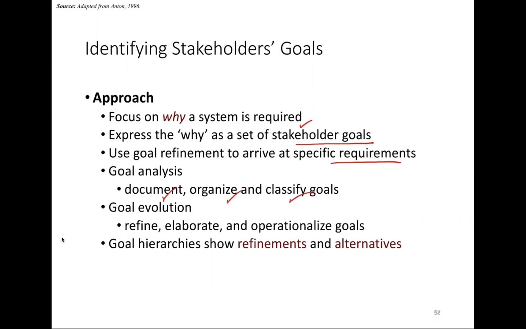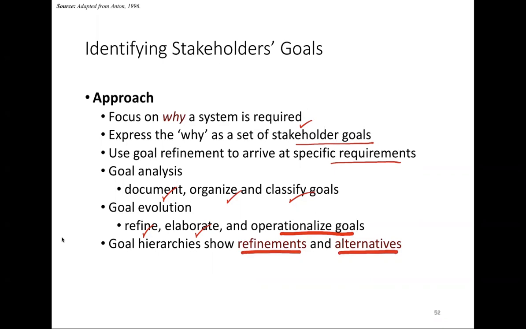And then later on, if the goals are evolving, we need to refine and elaborate those goals, and of course, we have to provide a classification of the operation goals. The goal hierarchy, as part of the goal analysis, which later would be used for goal modeling, shows both refinement as well as alternatives.